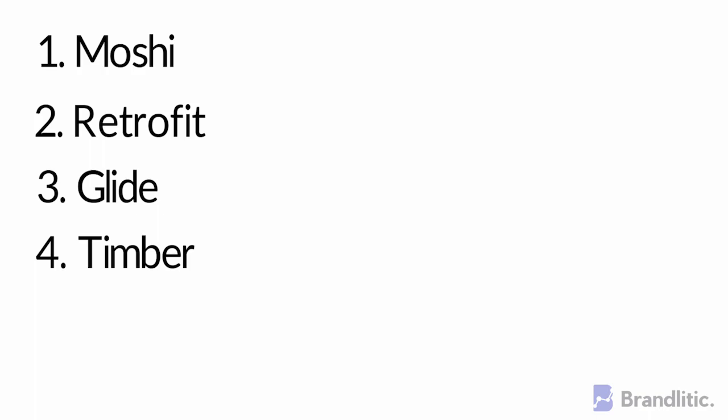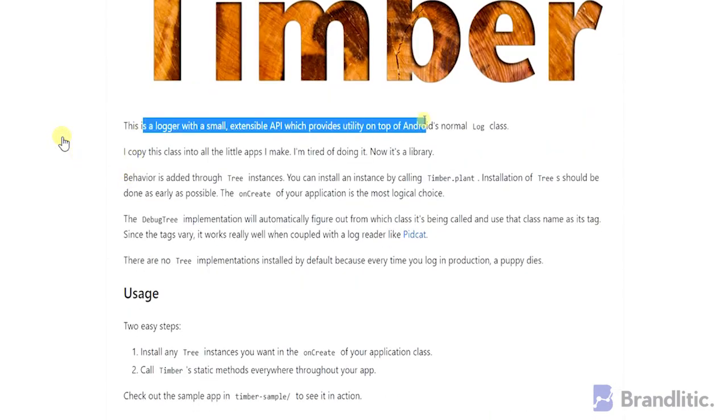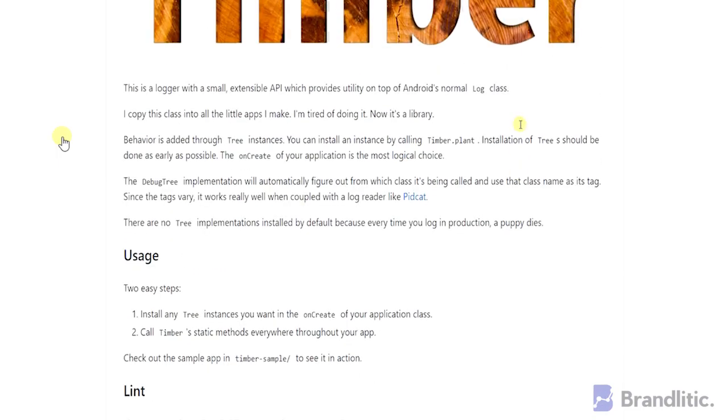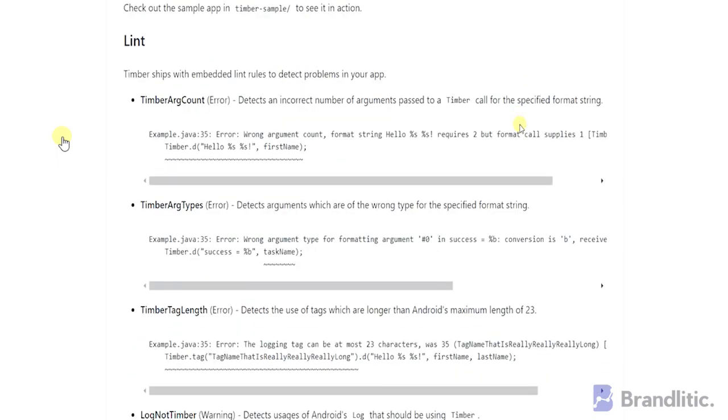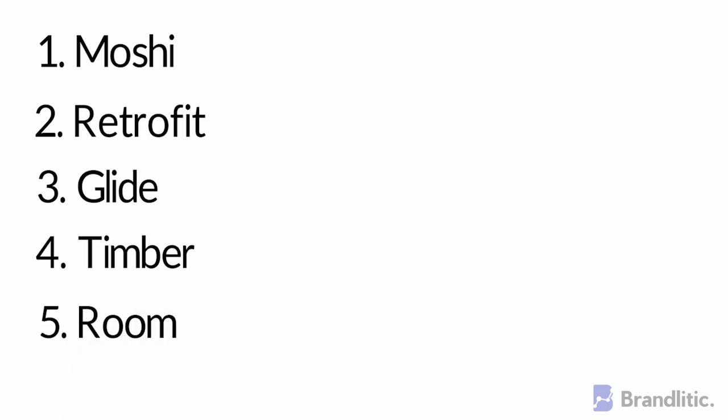Number 4. Timber. Timber is a powerful yet simple logging library built on top of Android Log class. It allows you to easily turn logging on and off in your application. It also offers nice support for logging formatted strings and exceptions. Because of all these benefits, Timber is one of the core libraries that you can use for almost all your Android projects.